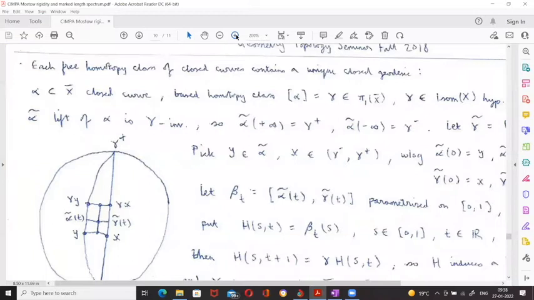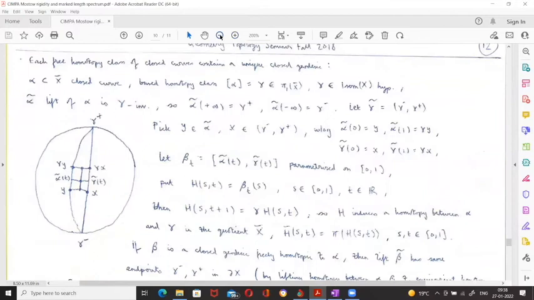All right, so each free homotopy class of closed curves contains a unique closed geodesic. How do we see this? Suppose you start with a closed curve alpha in X bar below. Then alpha has a based homotopy class, which is an element of the fundamental group gamma, and gamma is a hyperbolic isometry.